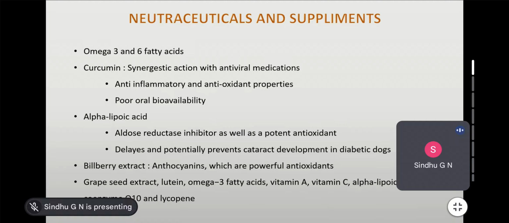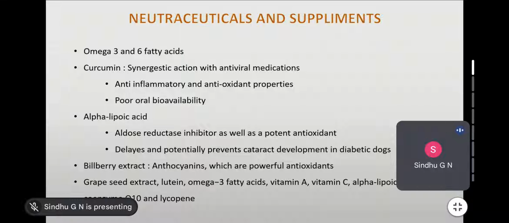Then alpha lipoic acid is an aldose reductase inhibitor and a potent antioxidant. So it can be used in diabetic cataract patients, where it delays and potentially prevents cataract development.